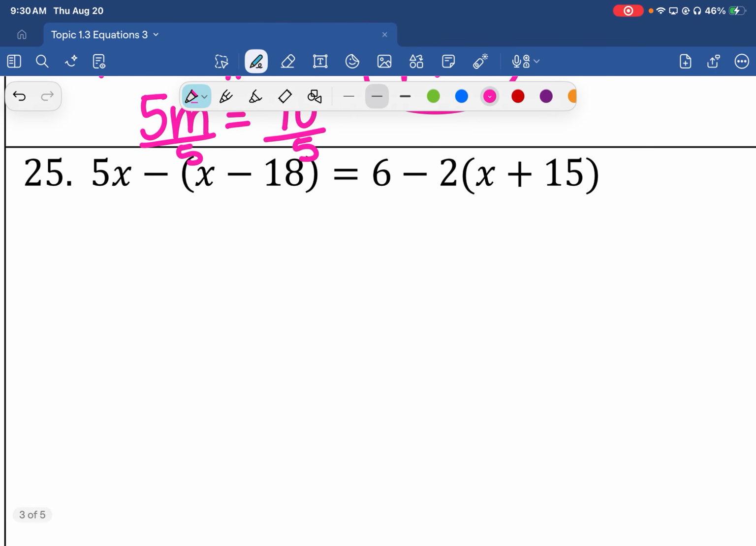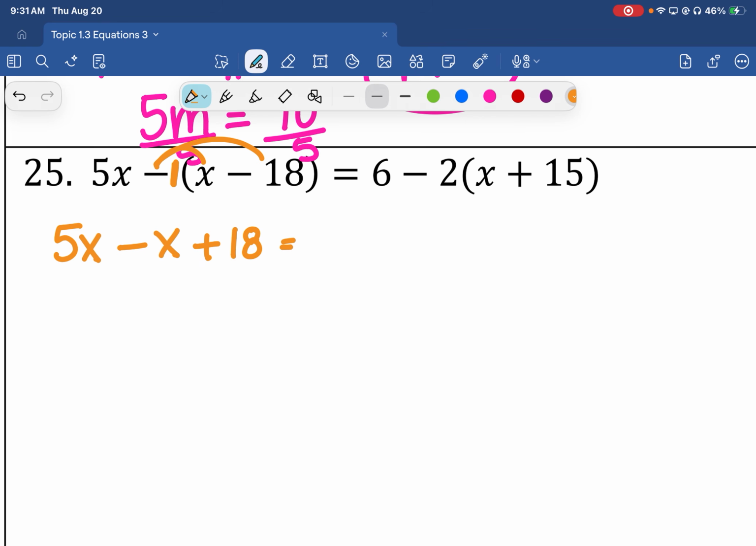Okay, is anything happening with that 5x? No. So I bring it down. That negative right there, we have to do what with it? It is like distributing a -1. What is -1 times x? Negative x. -1 times -18. Positive 18.